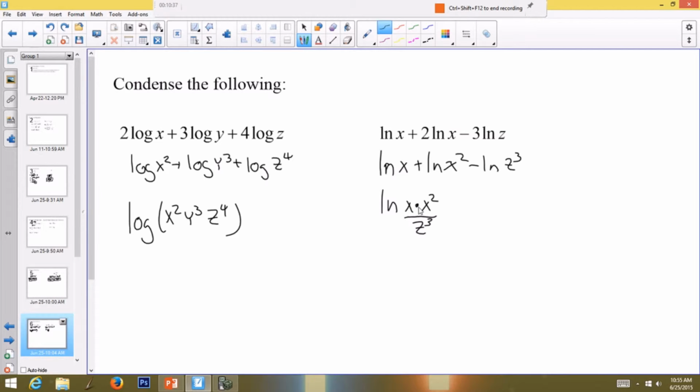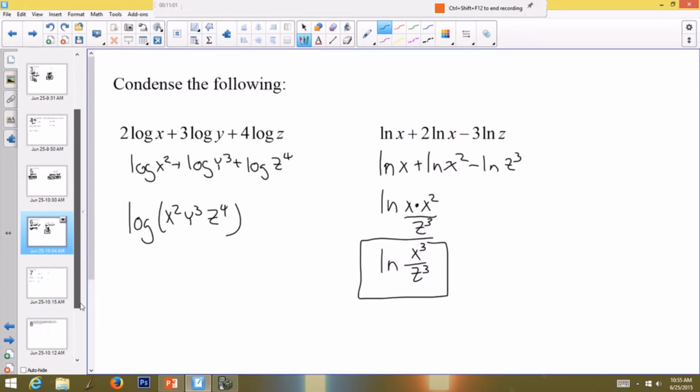And because x times x squared is x to the third, I can further condense this and say that my final answer is going to be the ln of x squared, excuse me, I screwed that up. I just told you that it is x times x squared, which would make it x to the third all over z to the third, and that is going to be condensed. All right, we are cranking through this.